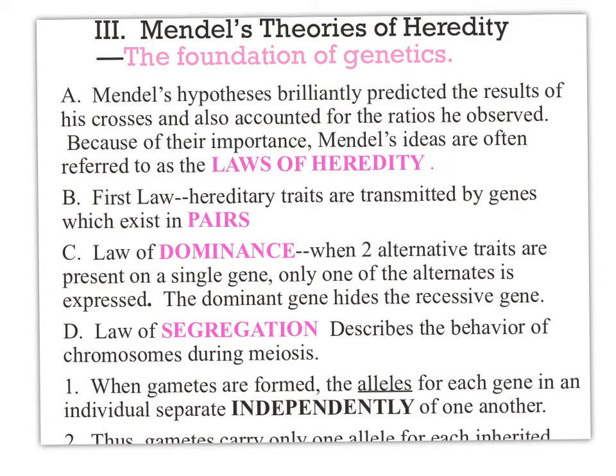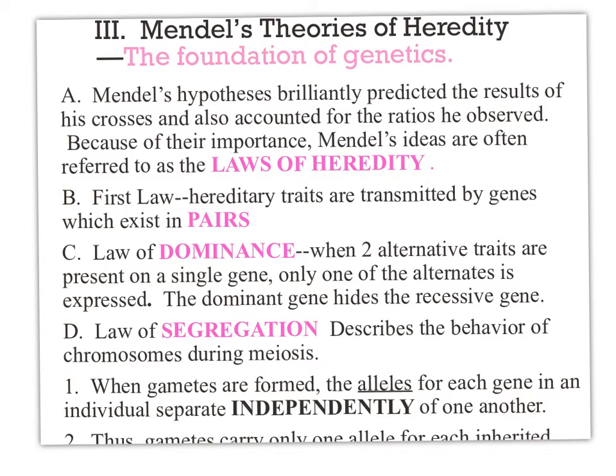One of the other ones is very simple. It's that hereditary traits are transmitted by genes which exist in pairs. Y'all already pretty much understand that, it's just saying that all your genes are paired up. So you have two letters for each particular gene, and you got one from each parent. Now, the law of segregation specifically is going to talk about chromosomes during meiosis.